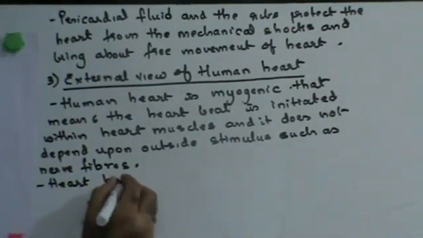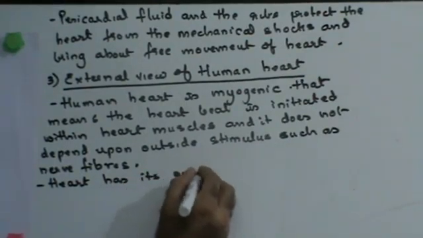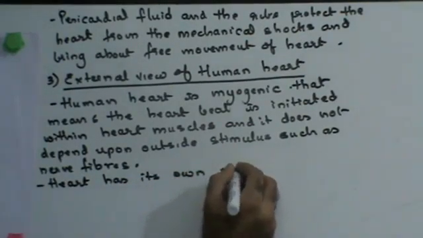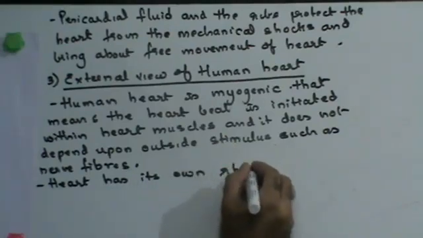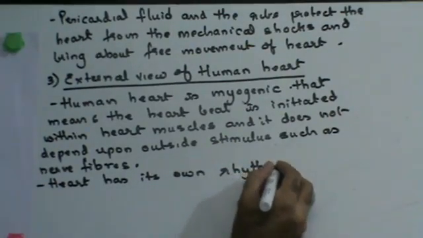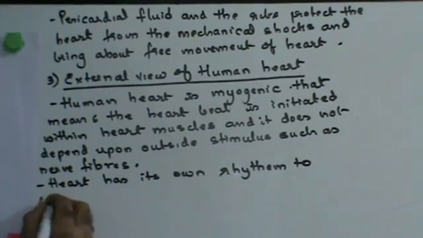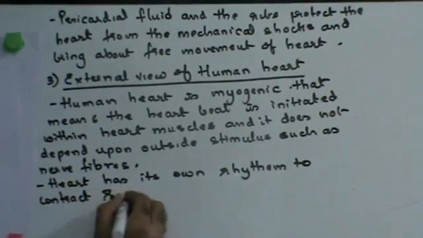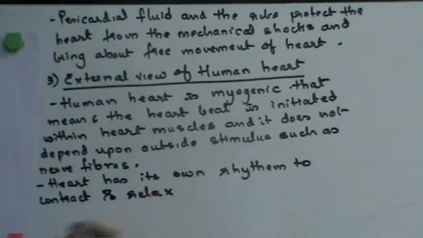Heart has its own rhythm to contract and relax. Right? A detached mammalian heart placed in well oxygenated salt solution at 37 degrees Celsius can continue to beat rhythmically for a considerable time without any stimulus from the nervous system or hormones.